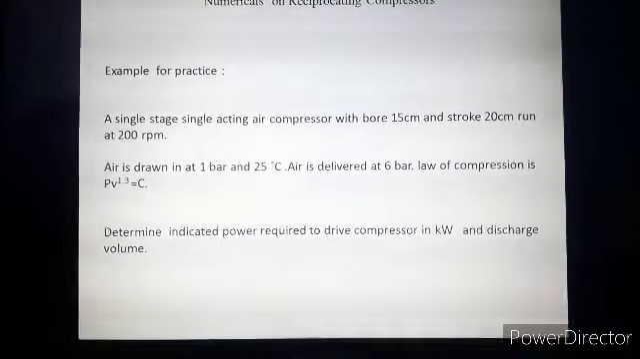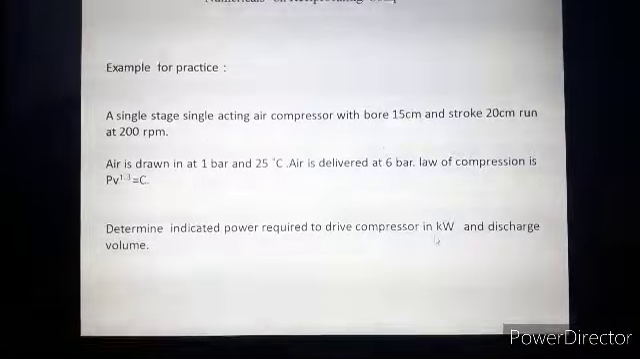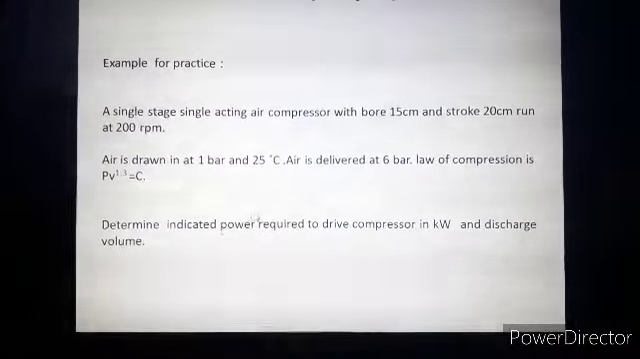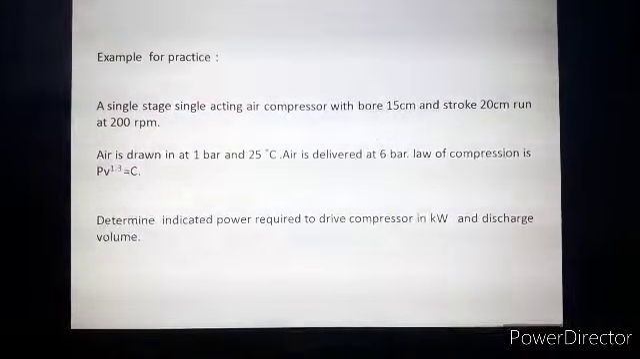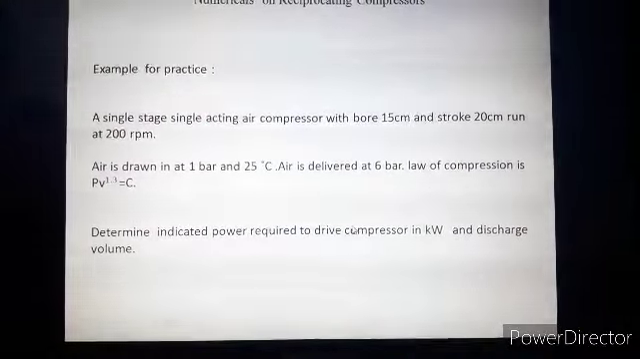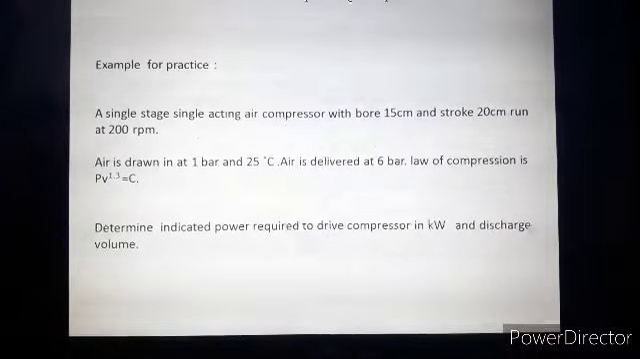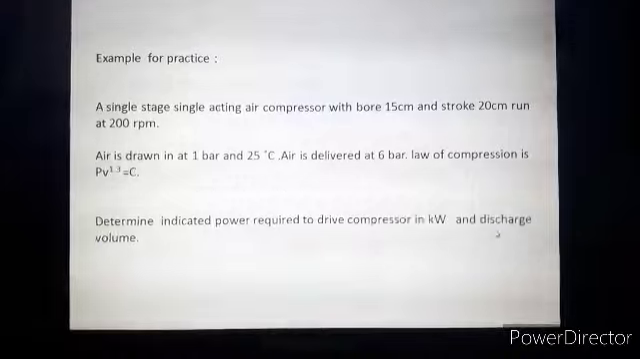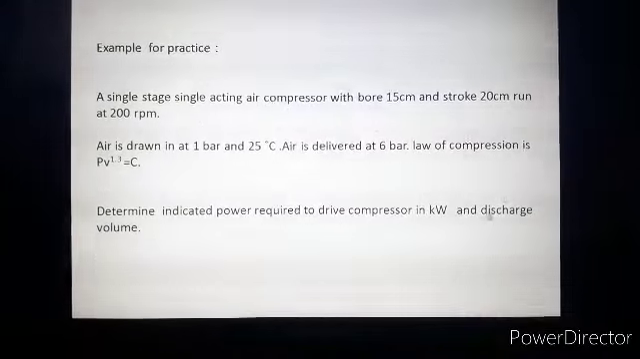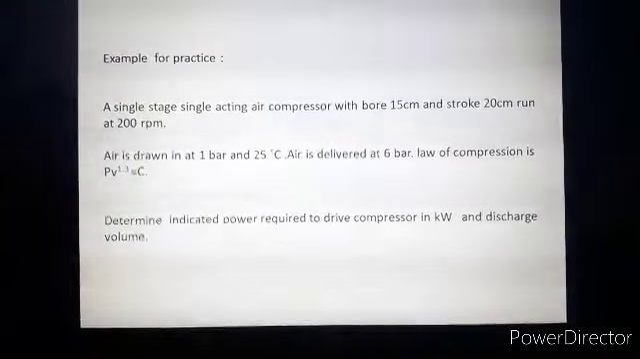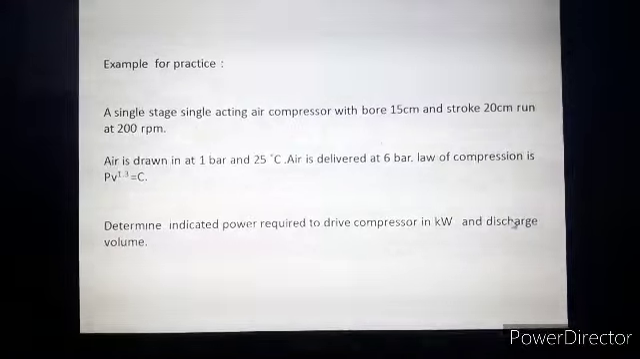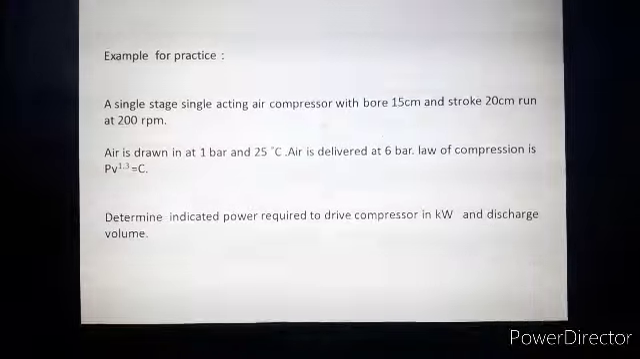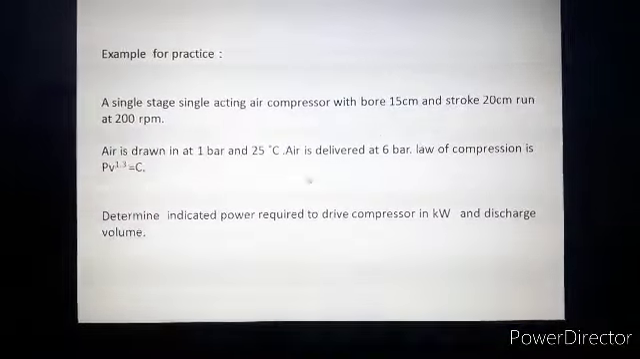Now we have to find the indicated power required for the compressor in kilowatt, and we have to find the discharge volume. In order to find the indicated power to drive the compressor in kilowatt, we have seen a similar numerical in the previous lecture. So refer to that numerical in order to find the indicated power. Then we have to find the discharge volume. This discharge volume is nothing but the volume of air that is discharged for our application. Now this hint is given to you. So let us practice this numerical at home.